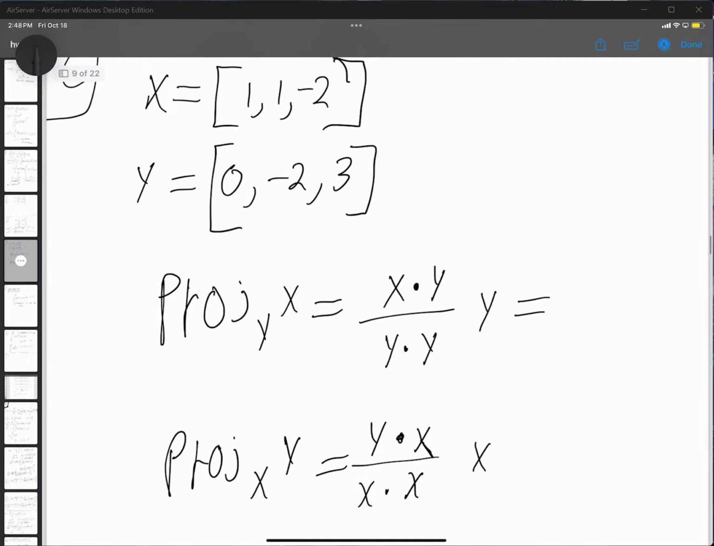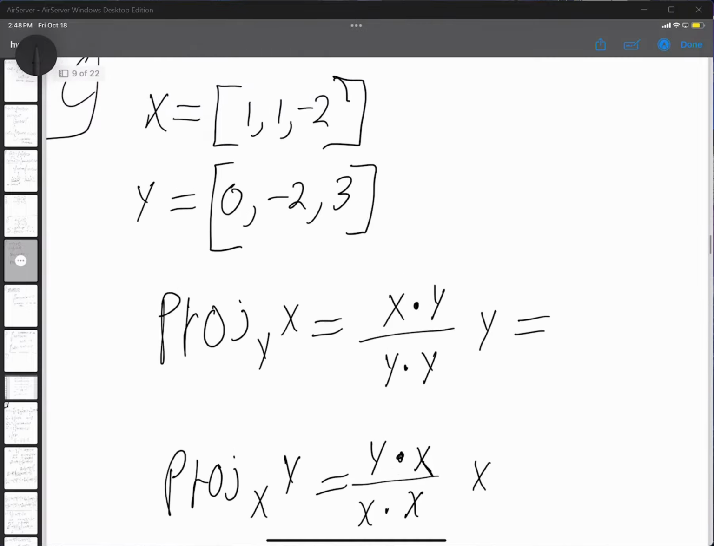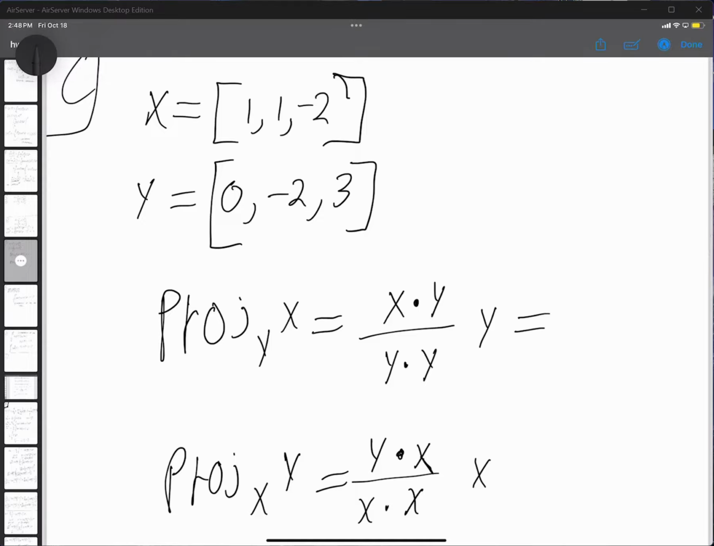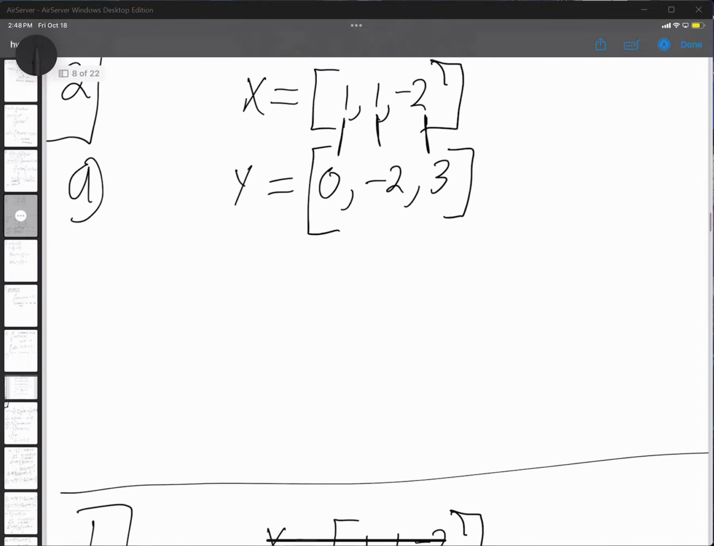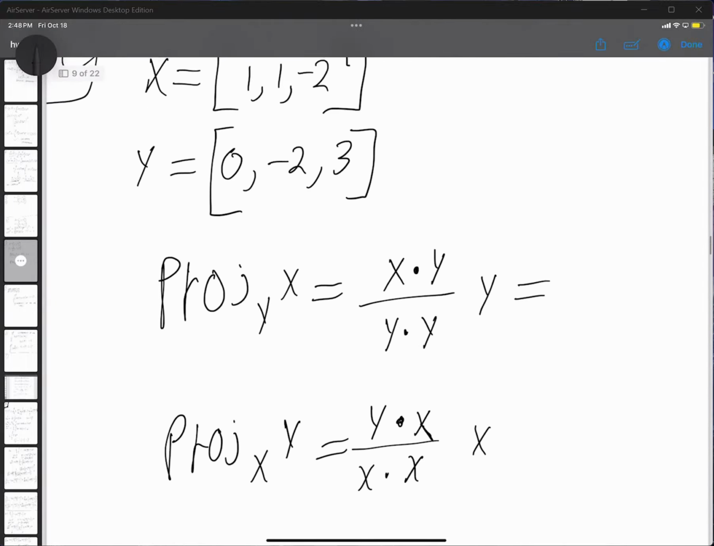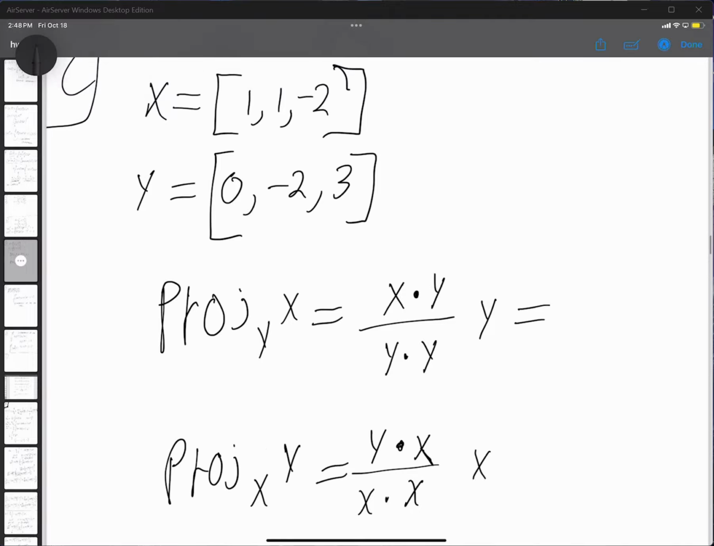I'll do this in my head. No, I won't. x dot y, we'll just pull it from back up here. It's gone because of whatever I did. x dot y is going to be 1 times 0, which is 0, plus 1 times -2, which is -2, plus -2 times 3, which is -6. So we'll have -8 up top.